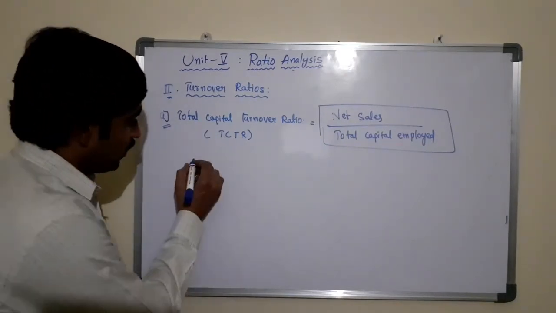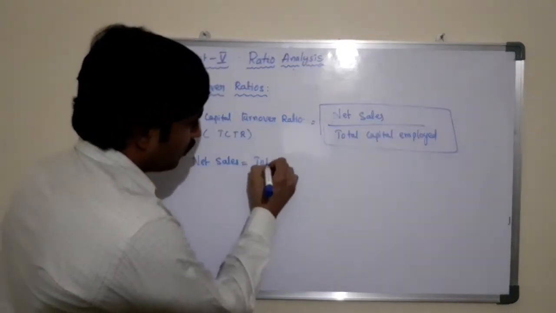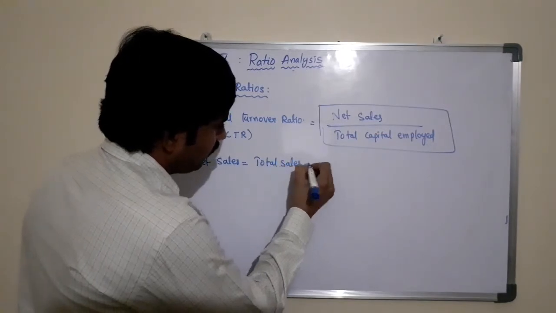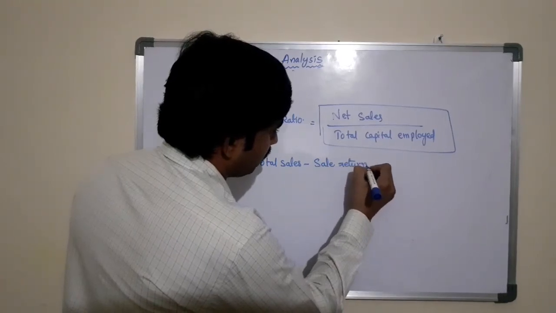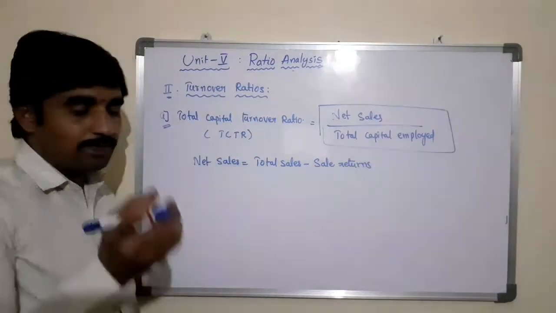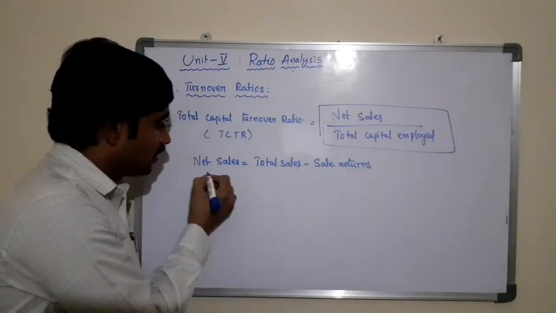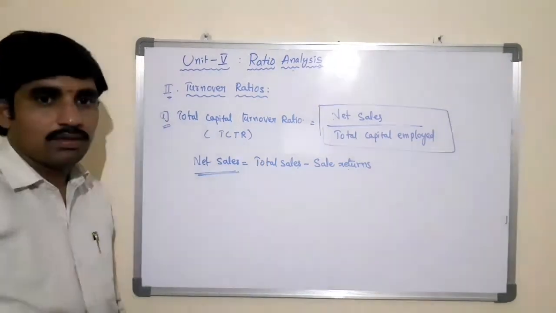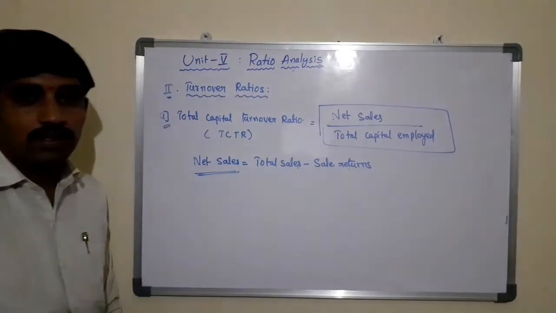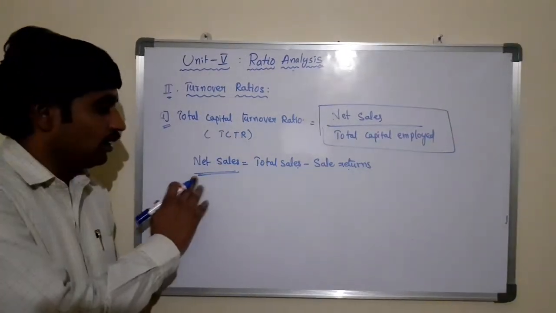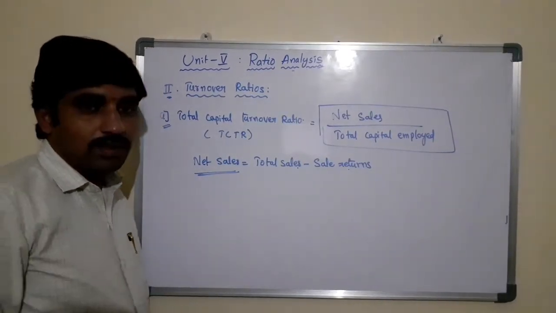Here net sales means the total sales minus sales returns. Total sales minus the sales returns during that particular period. If you want to attain the net sales, you need to exclude the sales returns from the total sales conducted during the period. This is one of the variables that we need to find from the financial statements.